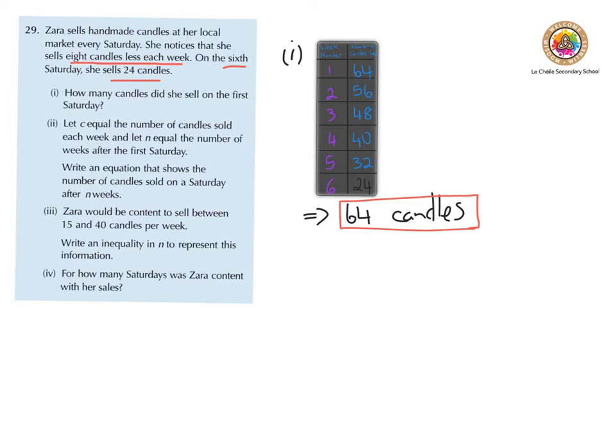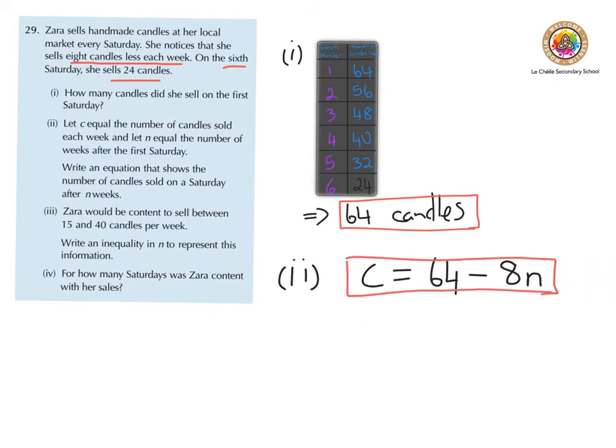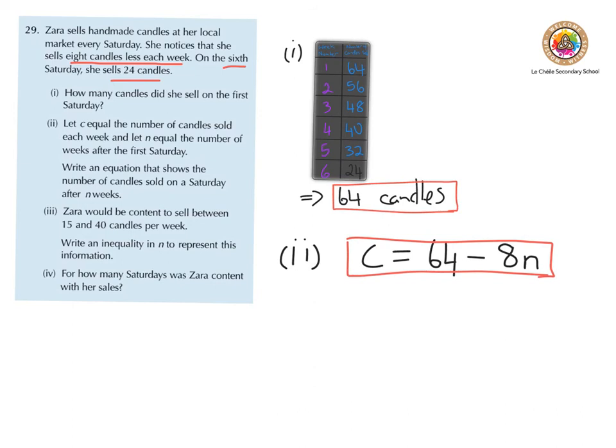Well, I'm going to write C for the candles sold. So C is equal to, well, what happens? We start off with 64 candles, and each week after that, she sells 8 less, and we're told to let n equal the number of weeks after the first Saturday. So that's my answer to part 2, my simple equation that also represents that table. It's exactly what we would have done in patterns last year in maths as well.